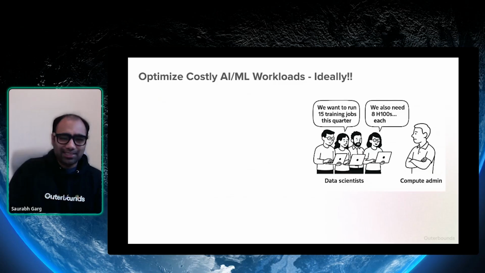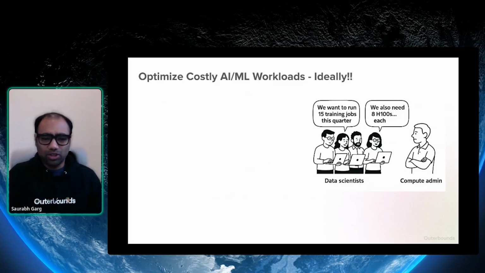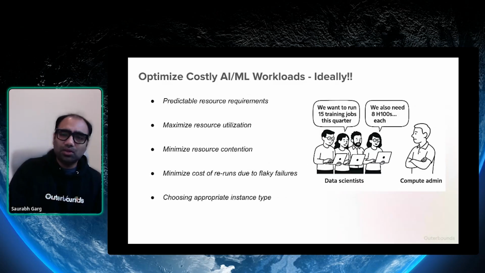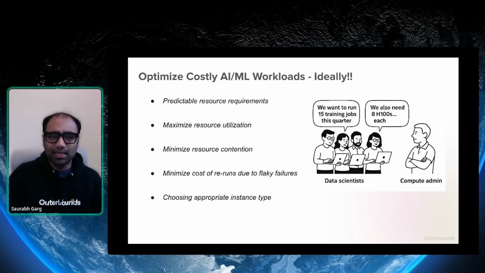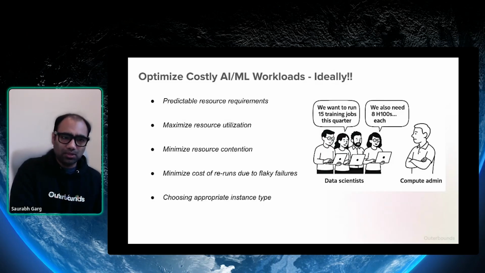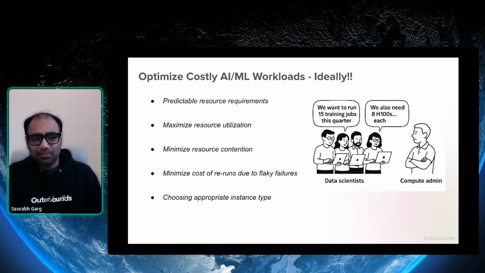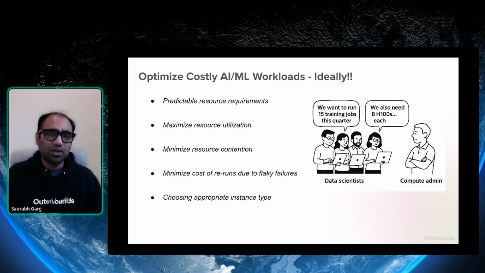Most data scientists might resonate with this image, where they go to their compute admin and they're like, "Hey, we are going to run 15 training jobs this quarter, and we need a gazillion H100s." And in order for all of these workloads that the compute admin can already see coming in to be optimized, you have to think through, there should definitely be predictable resource requirements for each of the workloads that is getting submitted into the compute cluster.